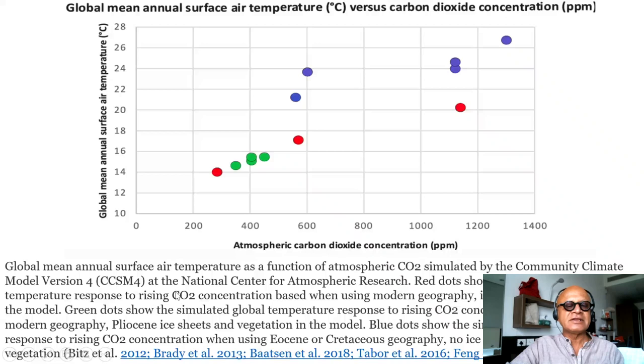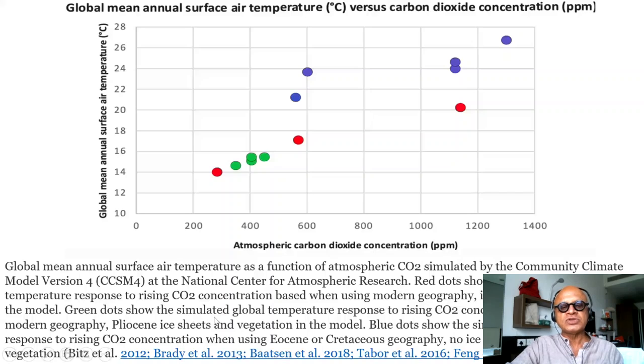The red dots show simulated global temperature response to rising CO2 concentrations when using modern geography, ice sheets and vegetation. So in the model you can obviously change continental configurations, ice sheets, CO2 concentrations, all sorts of things, right? So that's the use of these, and you can see that the red dots go like this. In the modern climate, basically if you increase CO2 with the given configuration, we're going to keep increasing the global mean temperature, which is what has happened since the onset of the Industrial Revolution.